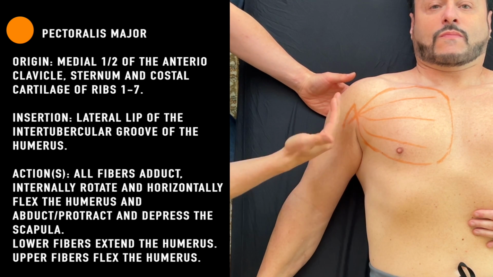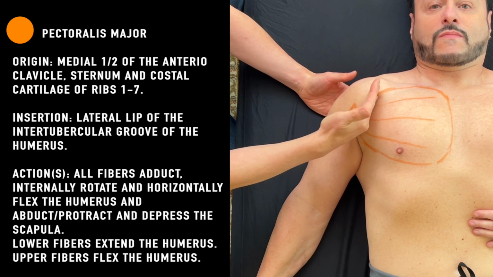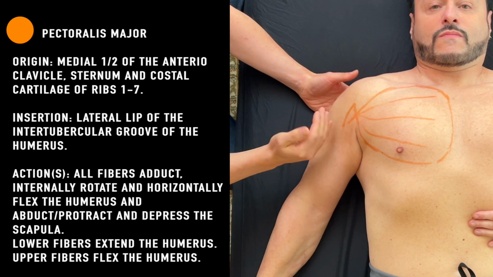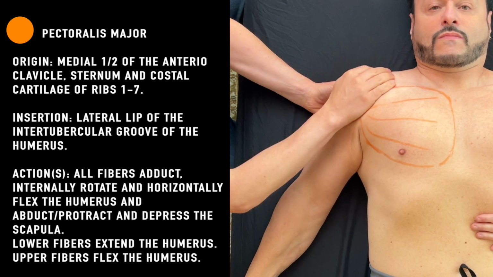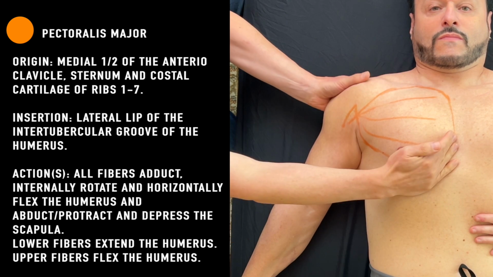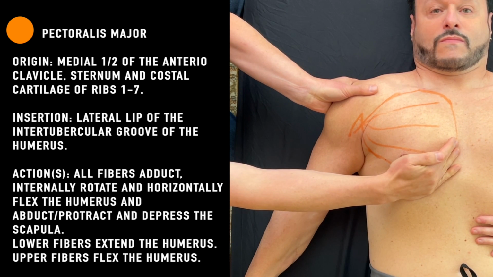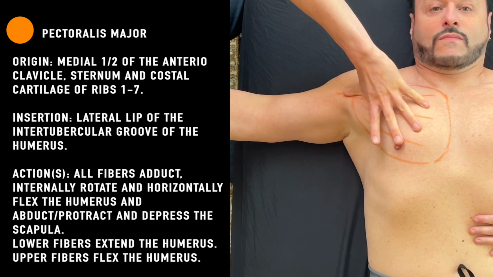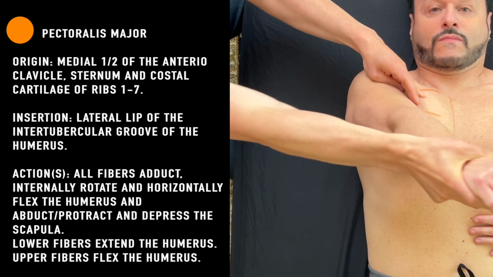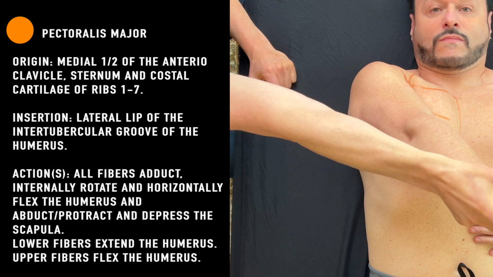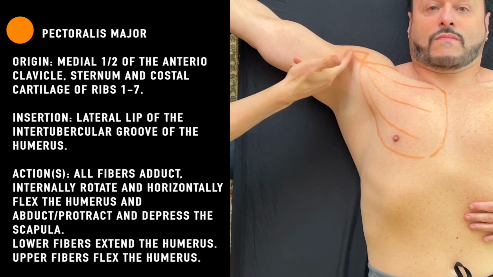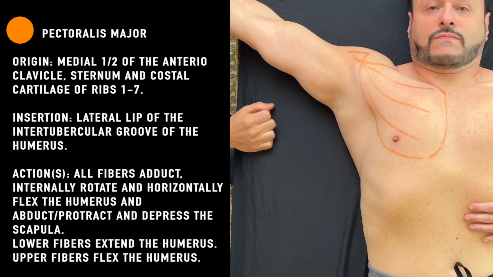Because the pec major fibers cross the shoulder joint onto the humerus, it can also move the scapula. So the pec can also depress the scapula. It can protract or abduct the scapula. So when we look at all these fibers coming together, that's about as short as we're going to get pec. And then if we're going to be stretching pec, lengthening those fibers is going to be bringing this as far away from here as possible. This is your standard doorway stretch muscle.